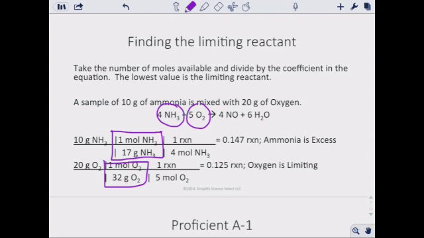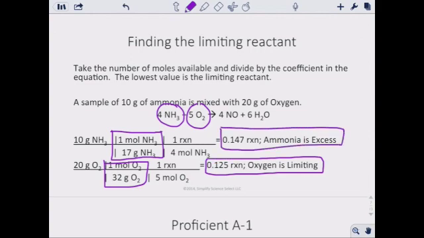Well, with the oxygen, only 0.125 reactions can take place. With ammonia, we can have 0.147. So we can do a greater amount with ammonia, but that's not possible. We're limited by the lowest number. So 0.125 reactions can take place because oxygen is the limiting reactant. We don't have enough of that oxygen.